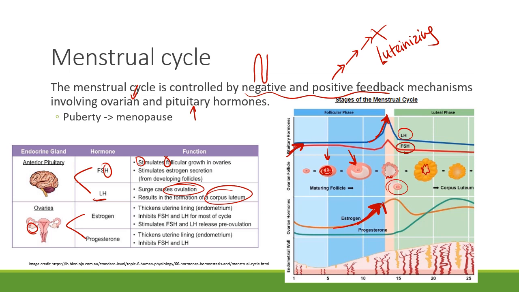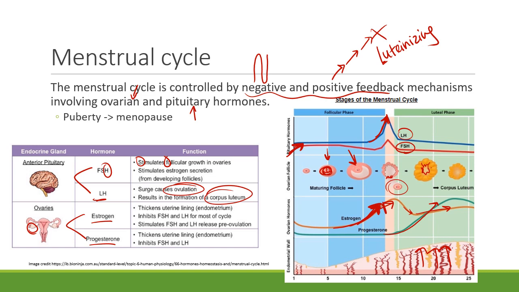The job of the corpus luteum is to continue producing estrogen and progesterone for at least a little while. So lots of estrogen and progesterone. So estrogen stays, it goes down a little bit, but it doesn't go down all the way. Progesterone starts to increase. We still have that continued high, thick uterine lining if fertilization occurs.